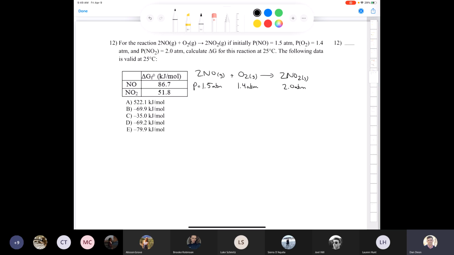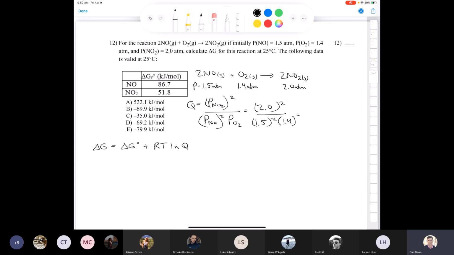I'm going to need to have Q in order to solve this problem, because I know that delta G, which is what I'm looking for, is equal to delta G naught plus R times T times the ln of Q. And Q is going to be equal to the pressure of NO2 squared divided by the pressure of NO squared multiplied by the pressure of O2. I've gone ahead and done that already, which is 2.0 squared divided by 1.5 squared multiplied by 1.4. And when you punch all that into your calculator, you end up with 1.27. So that's my Q value.